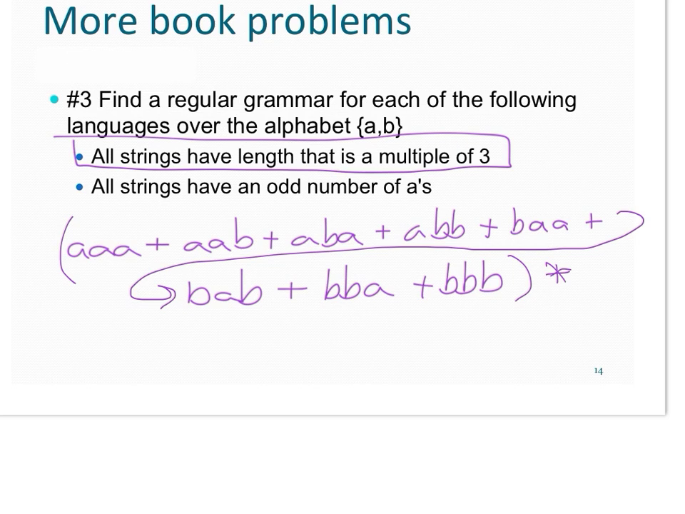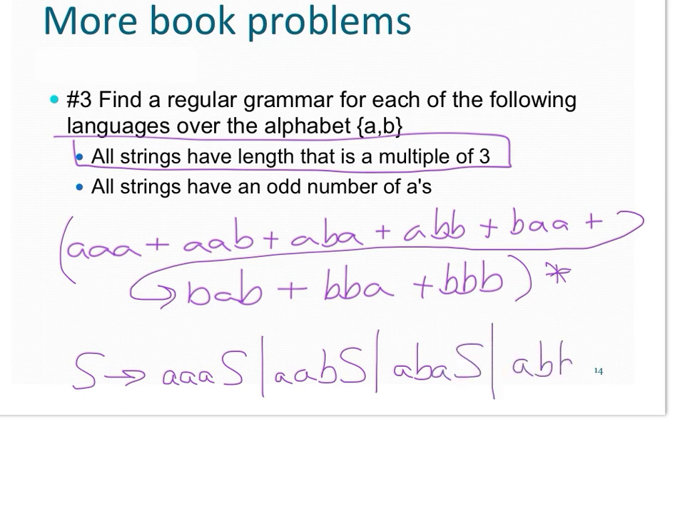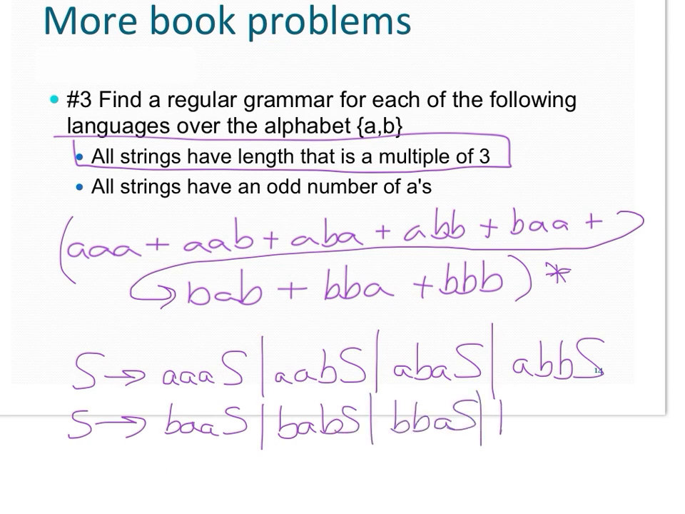So how do we do that as a grammar? Well, it's going to be messy, but it's okay. We could say something like S goes to AAAS, or AABS, or ABAS, or ABBS. Let's start again. S goes to BAAS, or BABS, or BBAS, or BBBS. And that gives us as many as we want, and then we just have to add an or lambda so that we can stop.